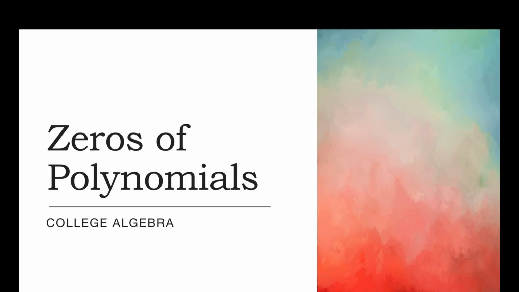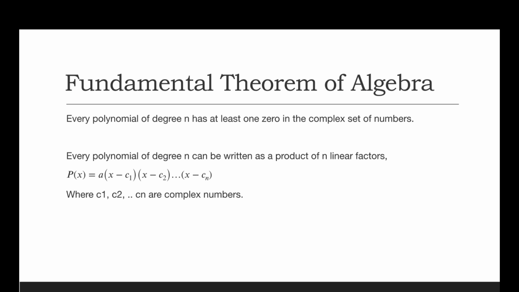This video is going to cover the fundamental theorem of algebra, as well as finding zeros of polynomials. I am going to start by giving you the fundamental theorem of algebra. It says every polynomial of degree n has at least one zero in the complex set of numbers. This is saying that if you set any polynomial equal to 0 and you try to solve, you will get at least one solution, but that solution might be an imaginary number. It might be a real number.